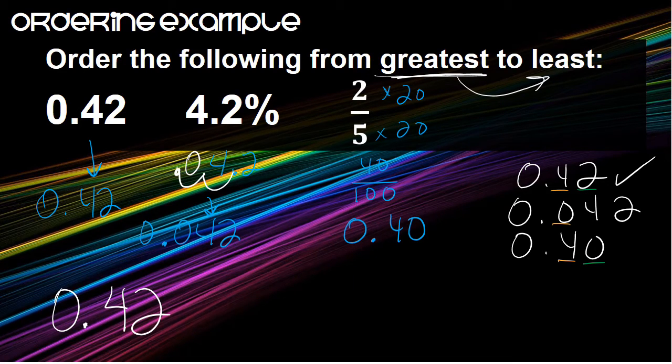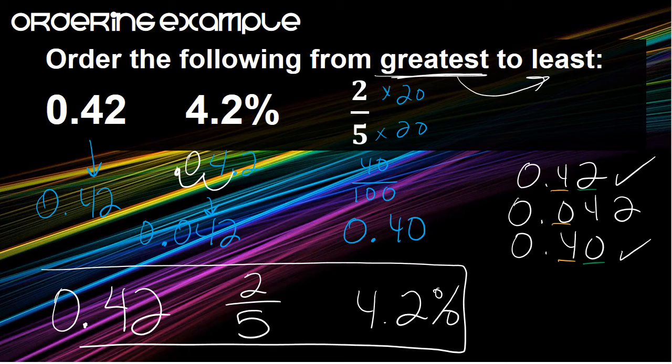Next on our list, we have 40 hundredths, but that is actually 2/5 as a fraction. And our smallest here is 4 2/10%. So by following the steps, you'll be able to quickly notice how we can order these from either greatest to least or least to greatest.